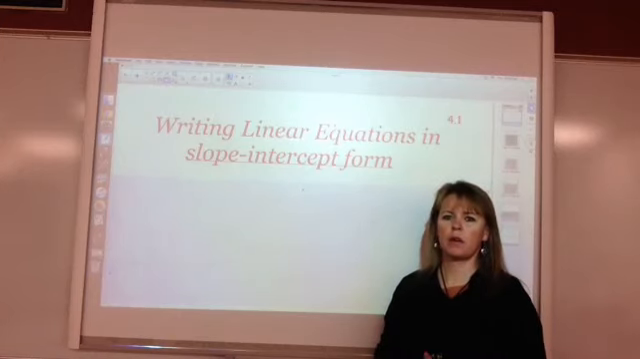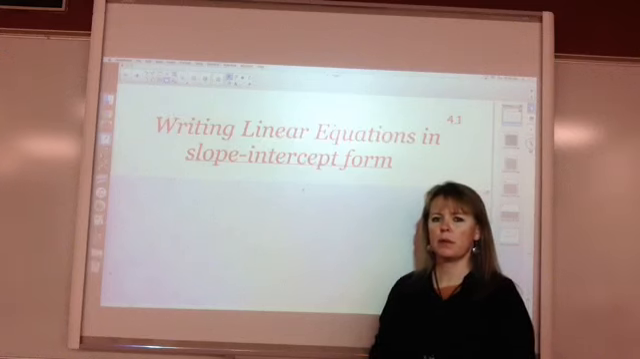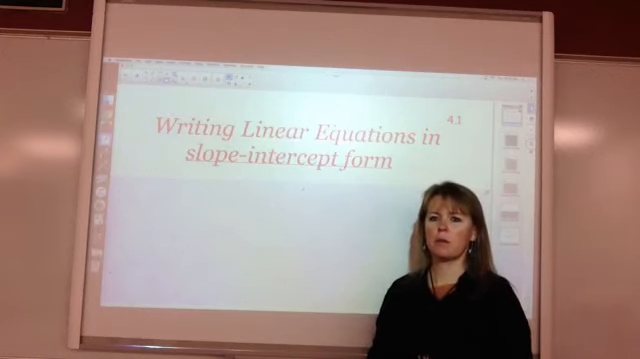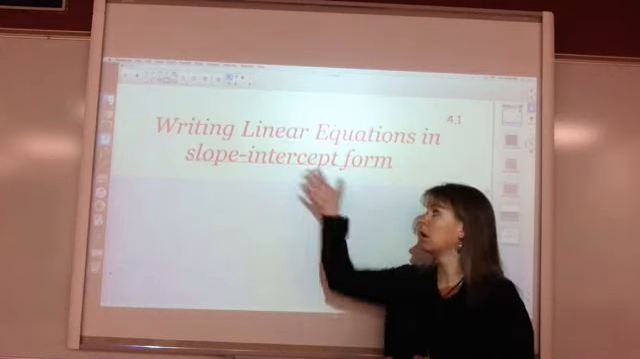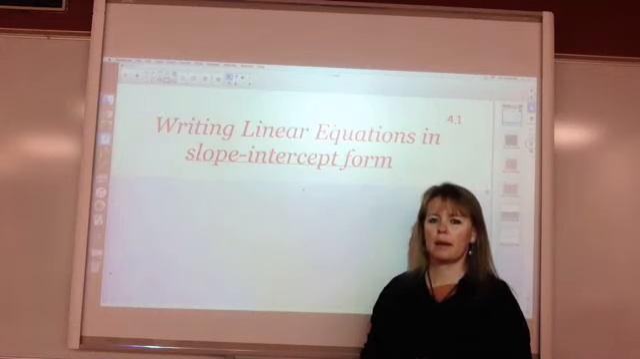These are your notes from section 4.1, writing linear equations in slope-intercept form. You're going to have to pause it as need be because I'm just going to read through some instructions and titles like this, and you need to take the time to write it down.